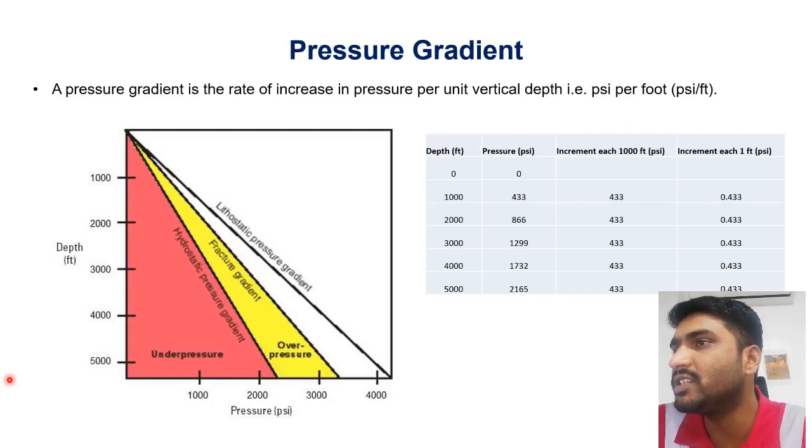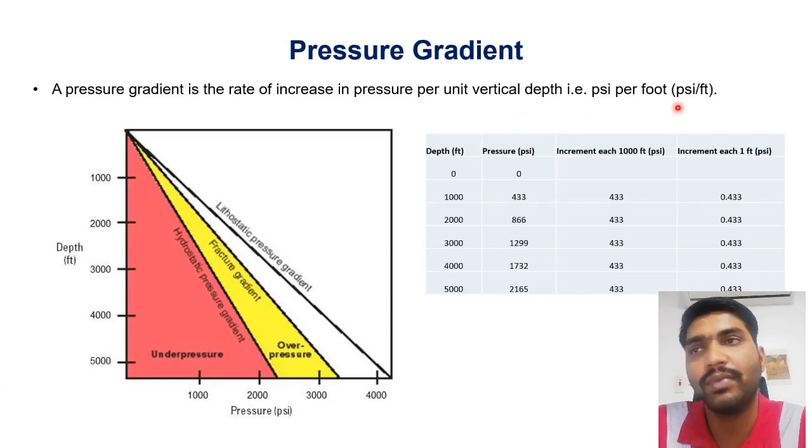Talking about the definition of pressure gradient, it is defined as the rate of increase in pressure per unit vertical depth, that is PSI per foot. What does it mean? Let's try to understand with the help of this table. In this table we have the depth, pressure and increment. In the first column, we have the starting depth 0, and at 0 depth we have 0 pressure.